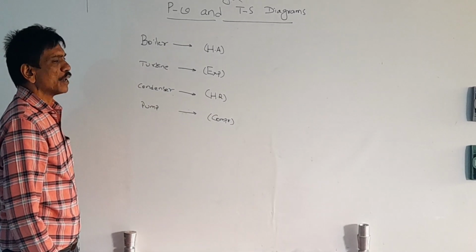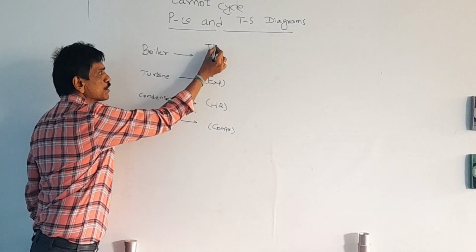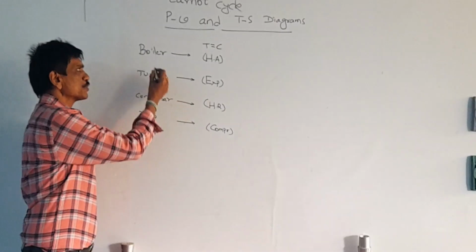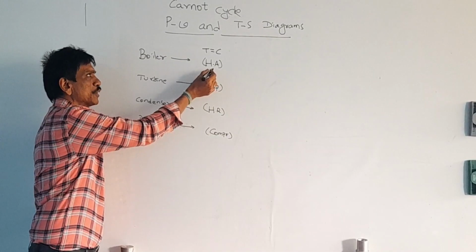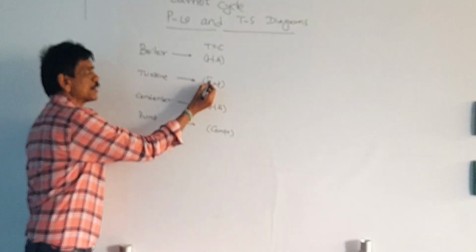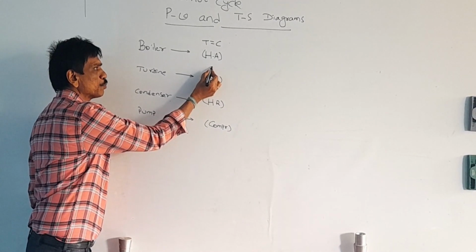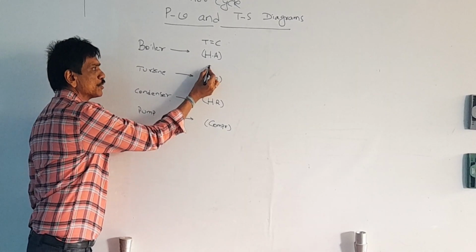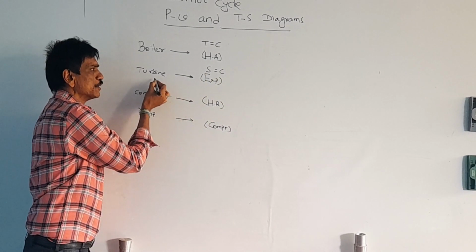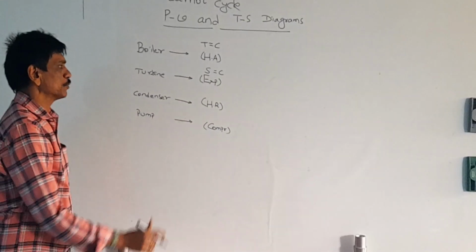Suppose it is the Carnot cycle, the heat addition occurs isothermally. The process in the boiler is the isothermal heat addition if it is a Carnot cycle. Later, the expansion occurs, and the thermodynamic operation is an isentropic process. Keeping entropy constant, the expansion occurs. So the second operation in the Carnot cycle is the isentropic expansion.